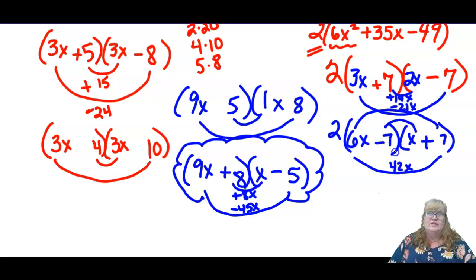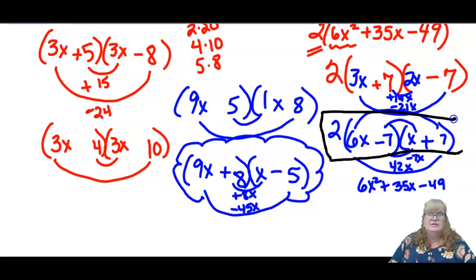And then a negative 7x in here. So 42 minus 7 is 35 positive when we do the middle terms. So 6x times x is 6x squared. The middle terms gave us 35x, and a negative times a positive is a negative 49. So it does FOIL back to this, and then we had that 2 out front. So my very messy slide, this is our correct answer.